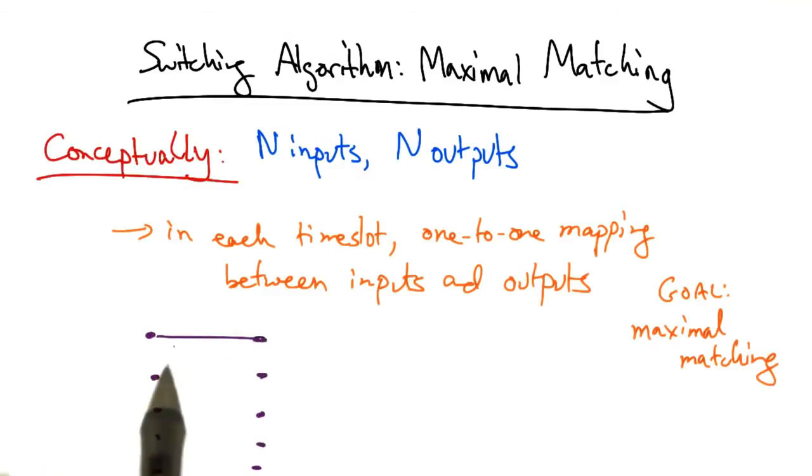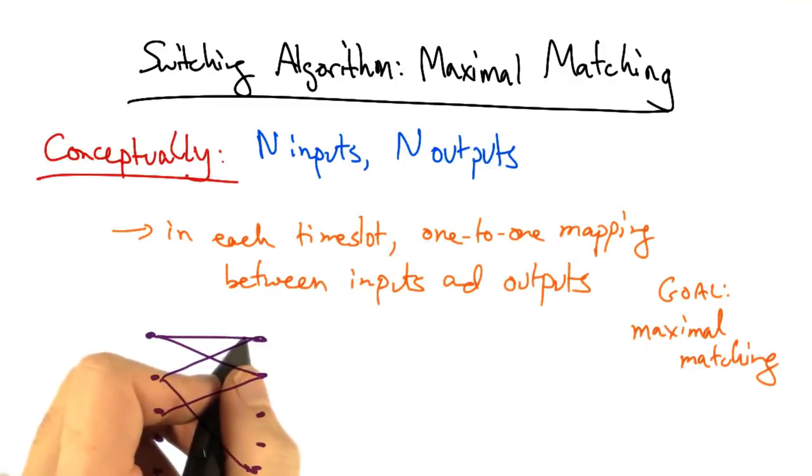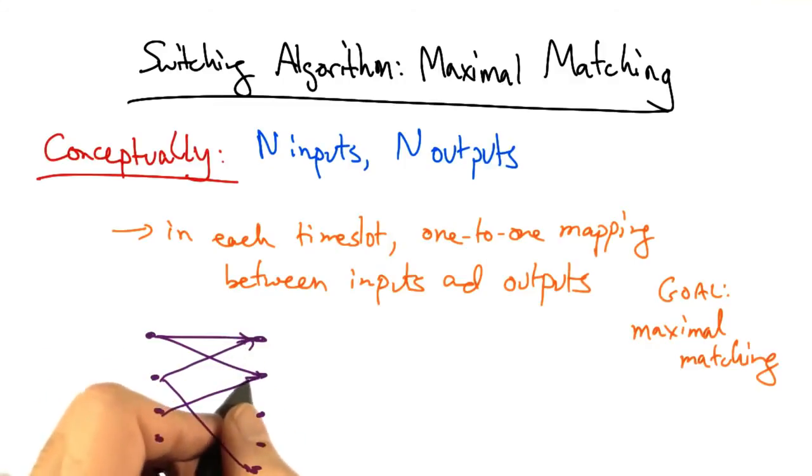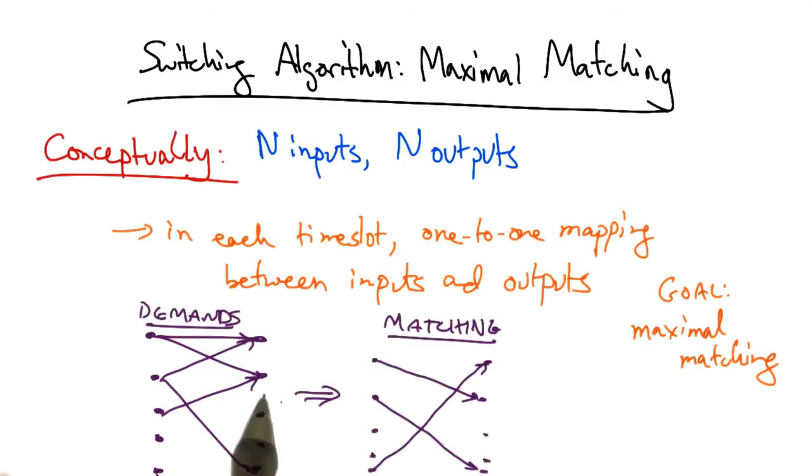So in a particular time slot, we might have a certain set of traffic demands, or traffic at certain input ports that is destined for certain output ports. And our goal is, given these demands, to produce a matching that is maximal and fair.